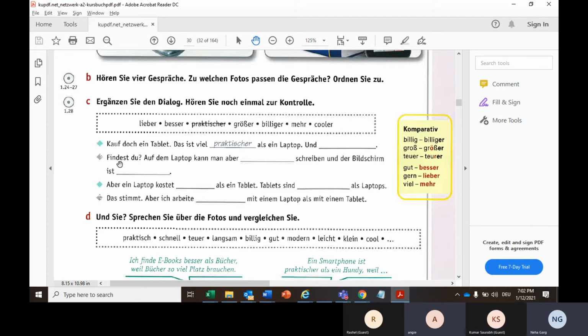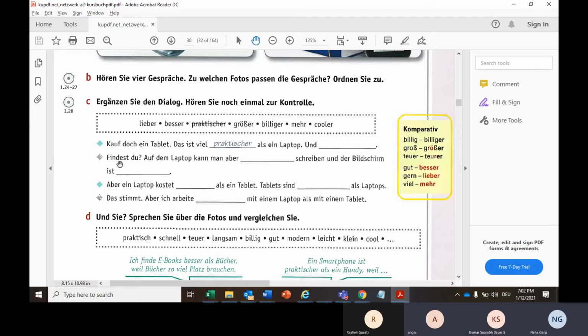Findest du means you find, like do you think so? Do you think that the laptop is better? Auf dem Laptop kann man aber besser schreiben. So on a laptop a person can write better. Right, because of the keyboard.